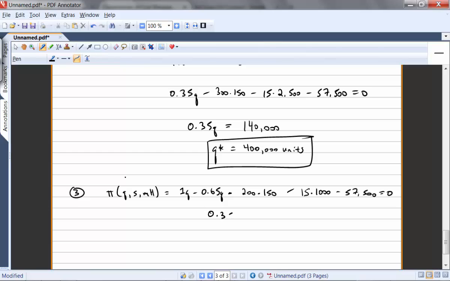So 0.35Q equals, and then we put everything else on the other side: 200 times 150 plus 15,000 plus 57,500 is 102,500. Solve for Q, and we find that Q star, the break-even point, is that we need to sell at least 292,857 units to break even in this scenario.